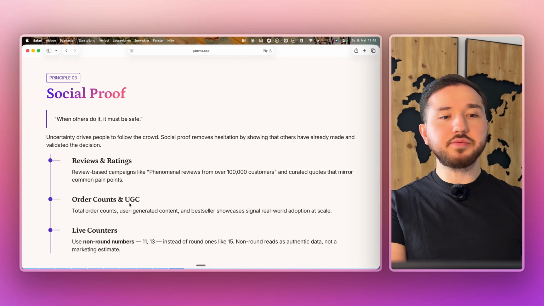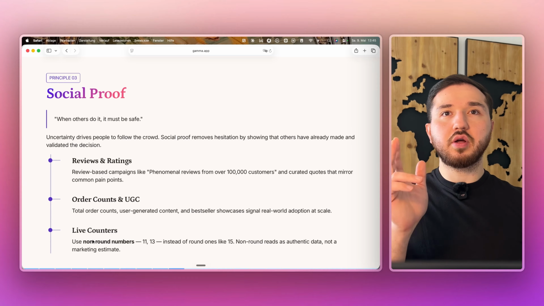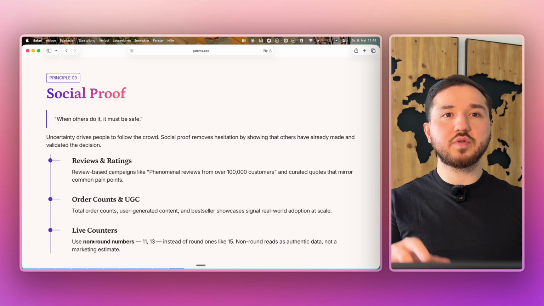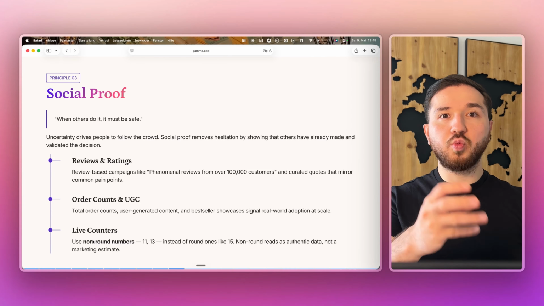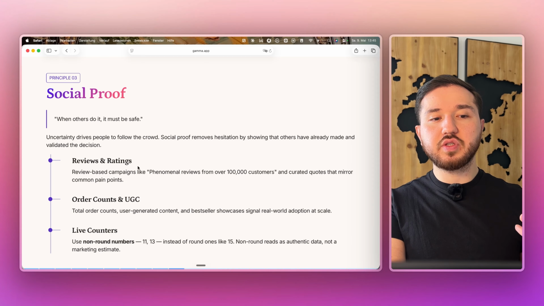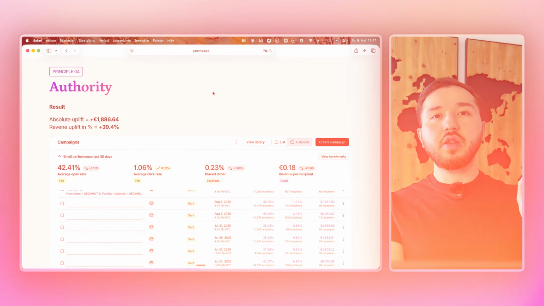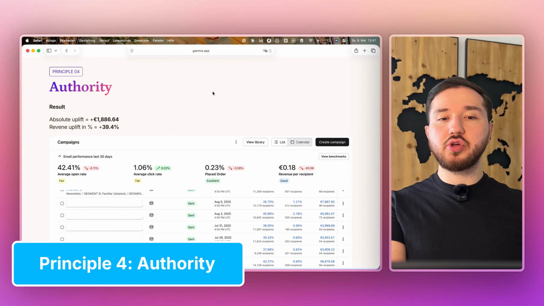Order counts, UGC, I don't know, 1 million plus happy customers, and live counters on the website, I don't know, bought 9,633 times in the past 30 days, which Amazon has implemented on their website. So these are the mechanisms that you can use in order to include social proof in your email campaigns. The fourth principle you need to add to your emails is authority.